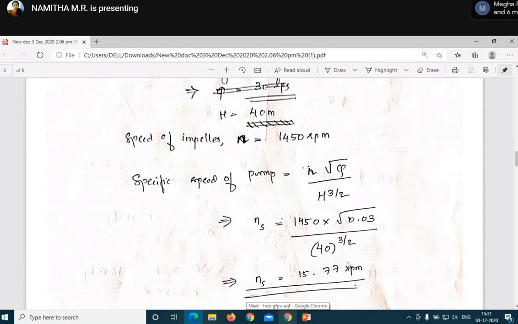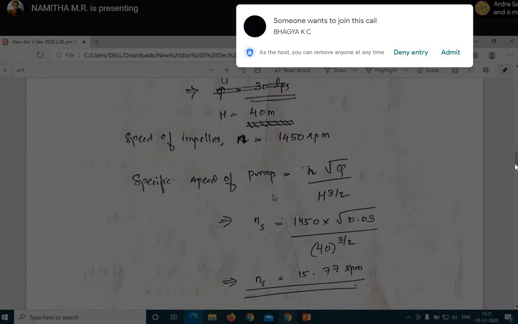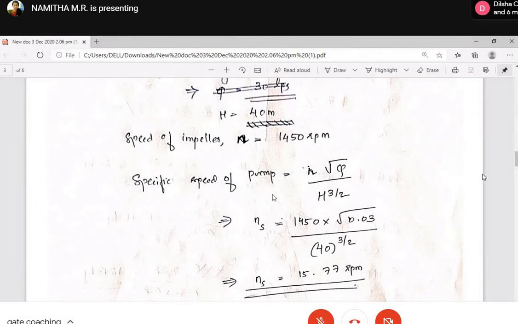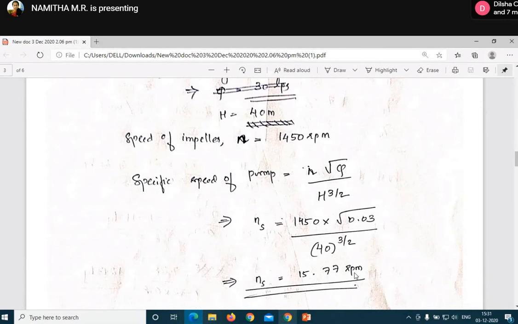This NS, the specific speed, actually has no units. This RPM is sometimes written, but normally it is written without any units. The actual unit is RPM, but since it is an index, it is given as a non-dimensional number. You can write RPM if you are using this equation. No problem if you are writing RPM. Okay, fine.